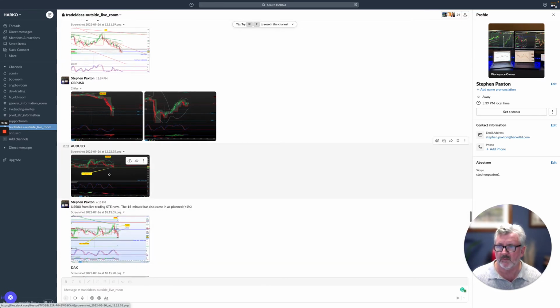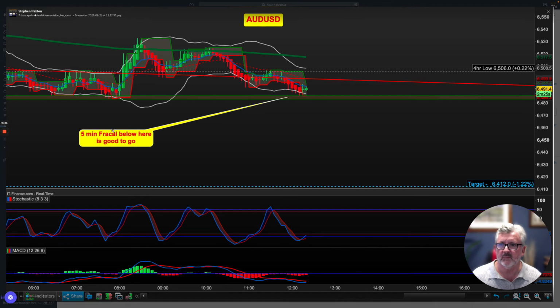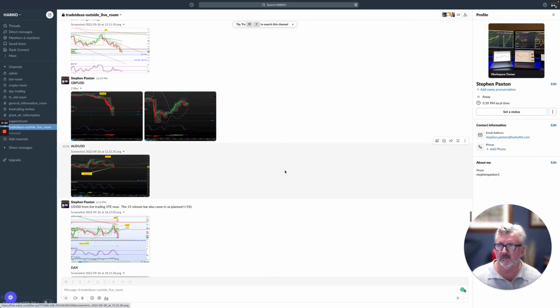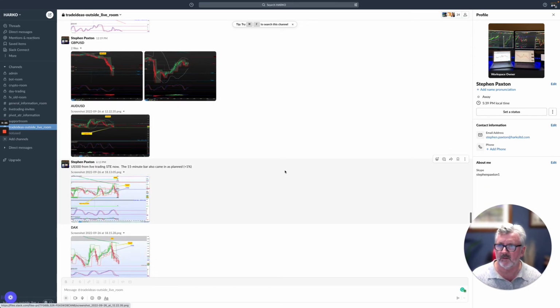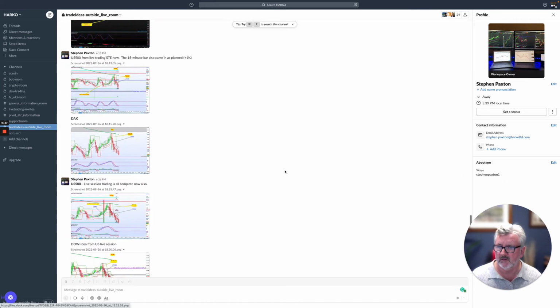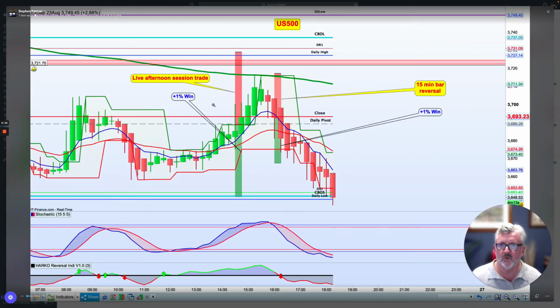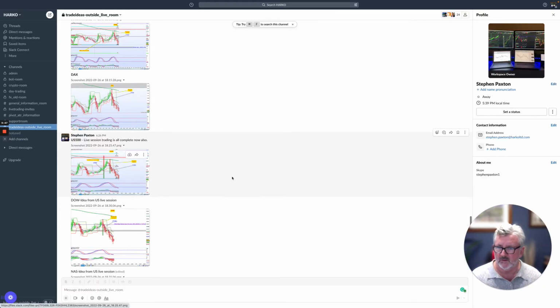What else is there? So this is a market run. This is a market running down, and then identifying where fractals are good to go on the Aussie USD as well. Again, there's another trade, morning trade, boom from the afternoon session, and then a nice 15-minute bar reversal after that just to top it off.